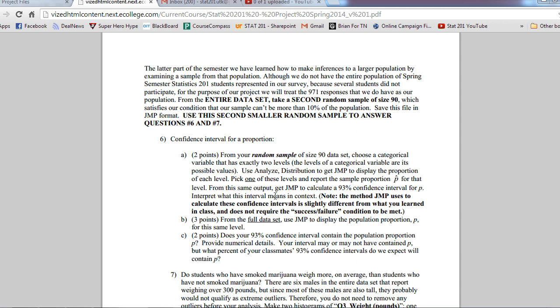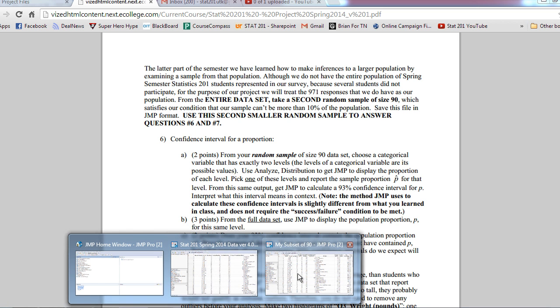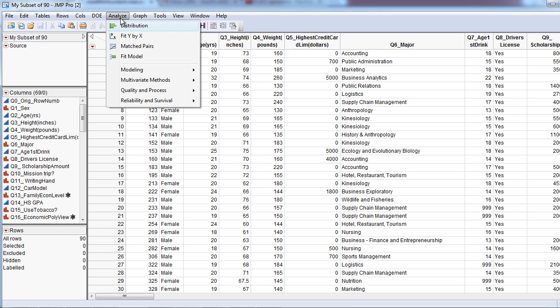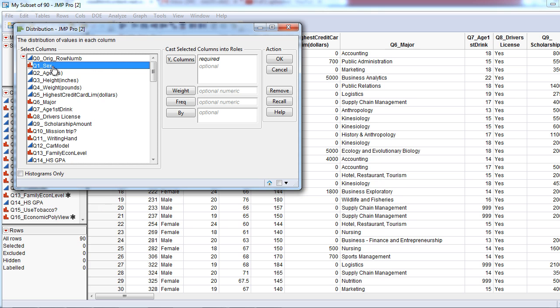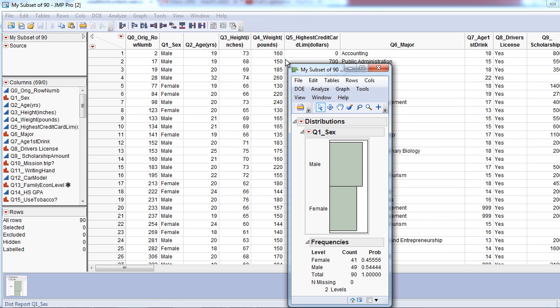Going to this question right here, from your random sample of 90, choose a categorical variable with exactly 2 levels and then go to Analyze Distribution. Pick one of these levels and report p hat, and then we need to calculate a 93% confidence interval for it, and interpret what it means in context. So let's go ahead to our subset of 90. Let's go to Analyze Distribution, and let's do male-female. You can do whichever one you want.